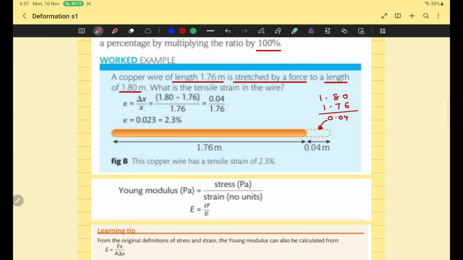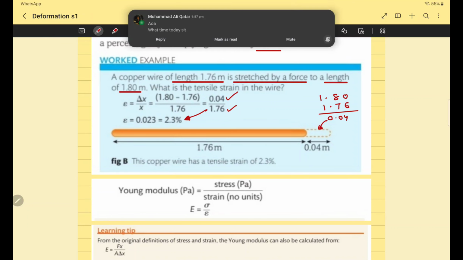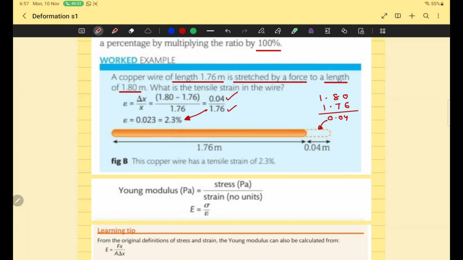It is the extension. And if you divide this extension by the original length and multiply by 100, then the strain is 2.3%. So the strain is 2.3%. Okay. So I think this question is completed.